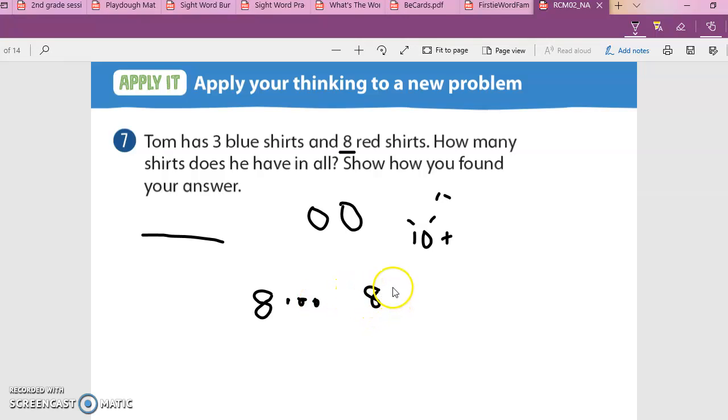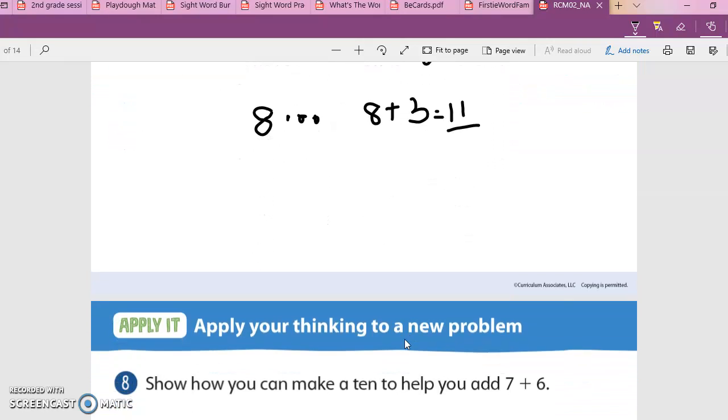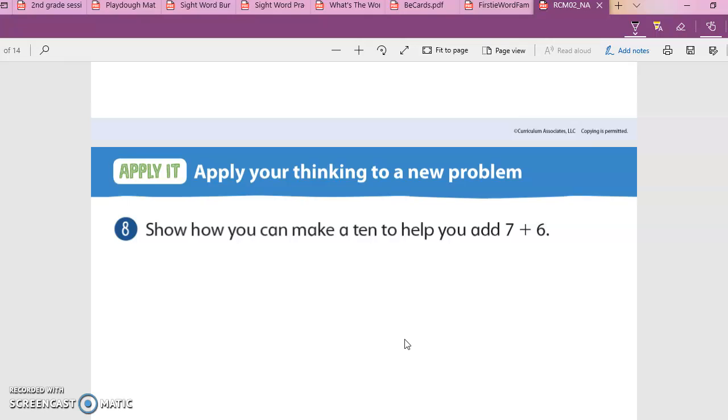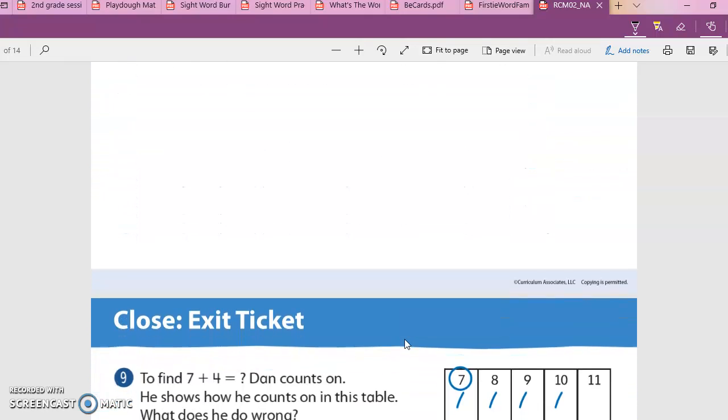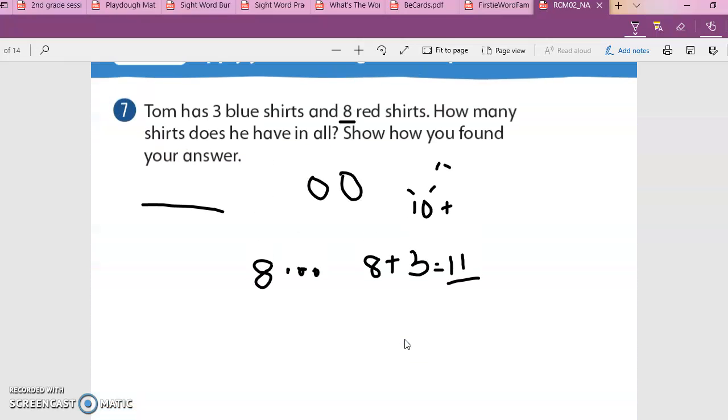8 plus 3 equals 11. If you did one of these other strategies, that's absolutely fine, as long as you came up with 11. All right. I'm going to stop there.